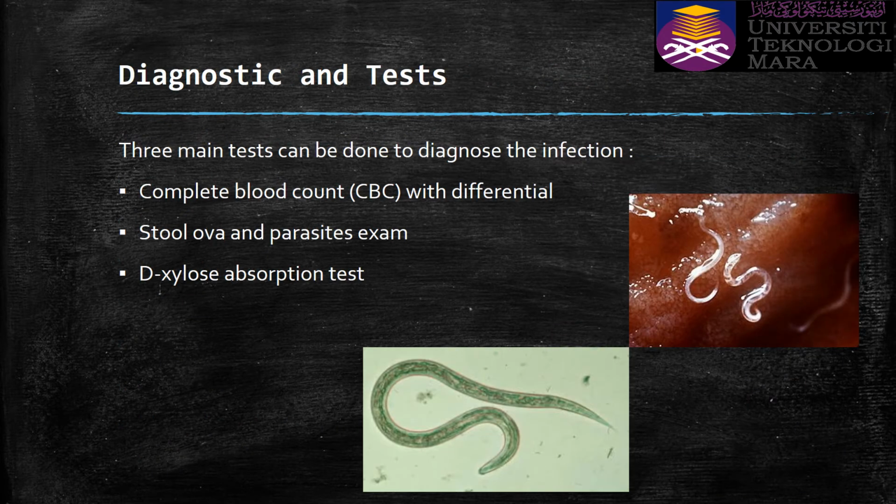Hookworm infections can be diagnosed by inspecting a stool sample under a microscope in a laboratory and looking for the eggs. If there is an infection, the number of eggs will be counted to see how severe it is. Apart from that, tests that can help diagnose the infection include a complete blood count (CBC) with differential. This infection may also affect the results of a D-xylose absorption test.